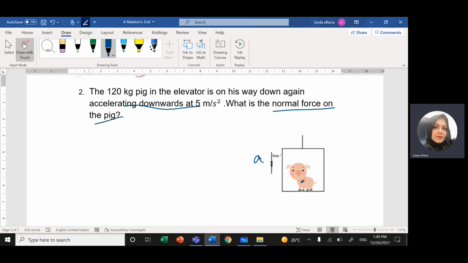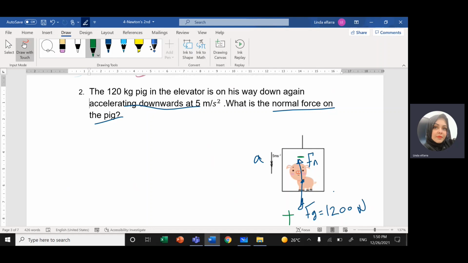From the middle here, I have the weight of the pig down, Fg, and this is mass times acceleration, 120 times 10, 1,200 Newton. And the surface will push the pig up with a force. This will equal the normal or the reaction force, Fn. All the forces in the direction of motion are positive. Opposite to the direction of motion will be negative, and the motion is in the y direction.